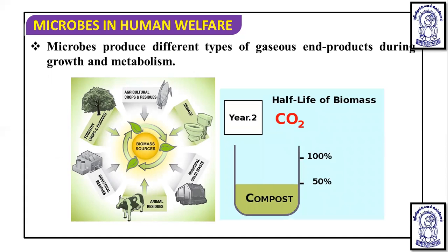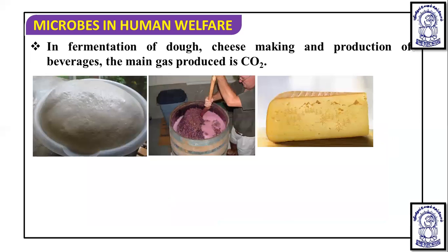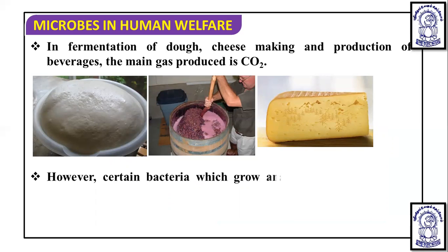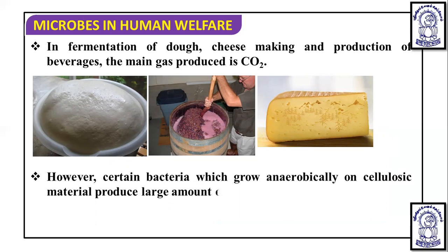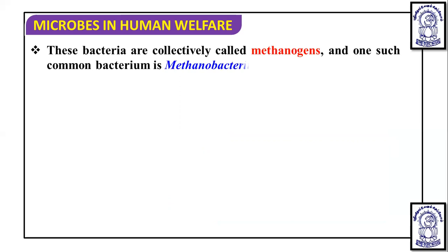So this is the particular half-life of biomass, that is CO2 and compost. In fermentation of dough, cheese making, and production of beverages, the main gas produced is CO2, by microbial activity. However, certain bacteria grow anaerobically on cellulose material, and along with that they produce methane along with CO2 and H2 in large amounts. These bacteria are collectively called methanogens.